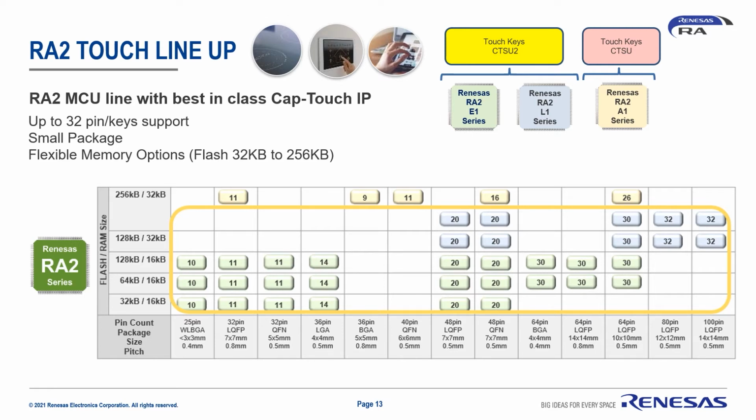Concerning package, the smallest one is a 25-pin WLBGA package, less than 3 by 3 mm, that offers 10 sensor channels. For the largest one, 100-pin in LQFP package, we can offer 32 channels. After, it will depend on the number of channels that you need to design your touch interface, sliders, wheels, or key buttons.